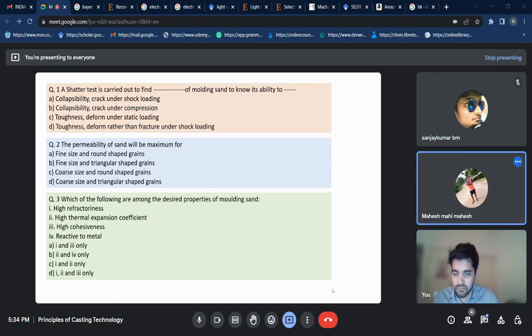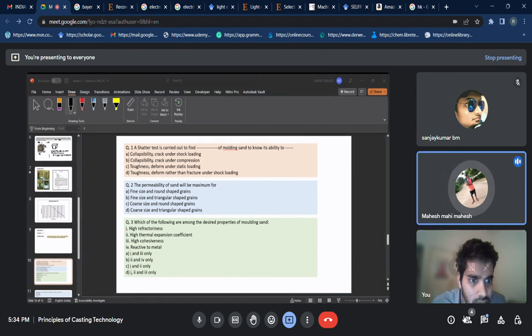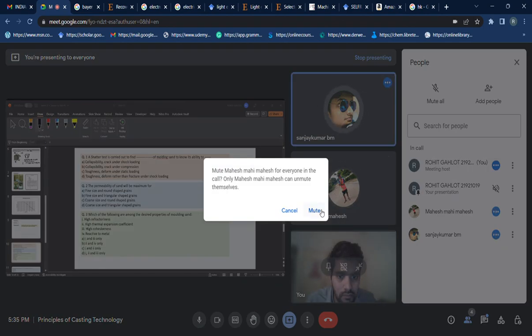And then the second question: the permeability of sand will be maximum for coarse size and round shaped grains. Yeah, C, right. And then the third question is: which of the following are among the desired properties of the molding sand?